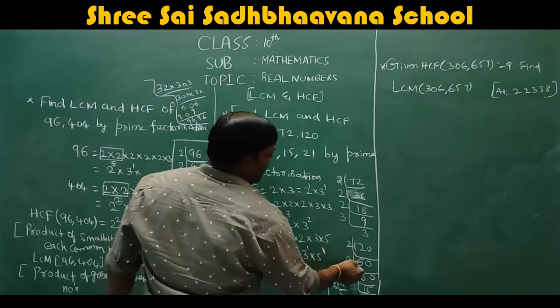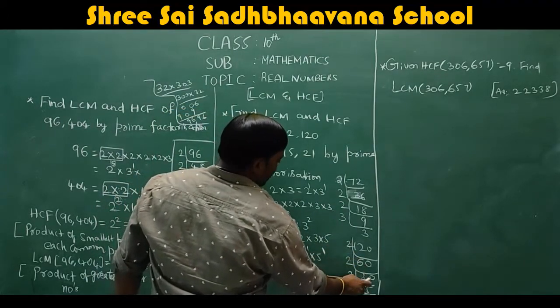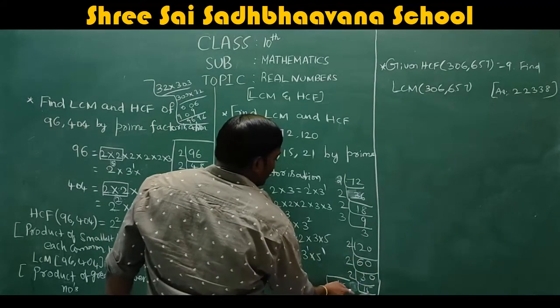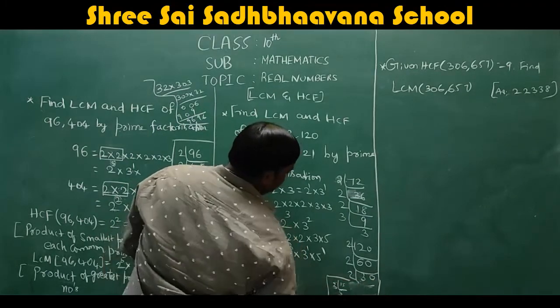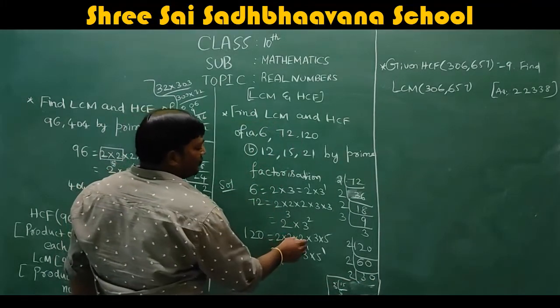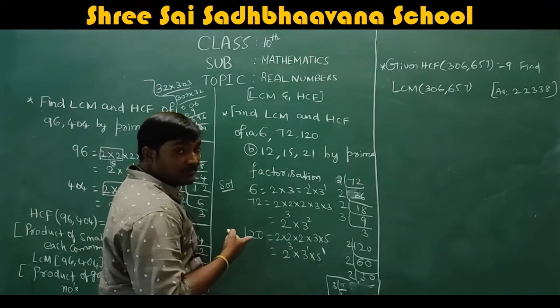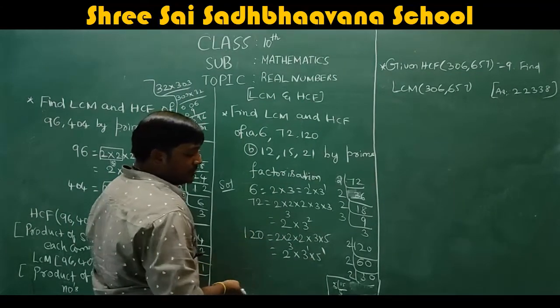Similarly here, when you divide, 2 60s are, 2 30s are, 2 15s are, 3 5s are. Correct? I just did this here. So you'll get 2 into 2 into 2, 3 into 5. I hope this prime factorization everybody understood.